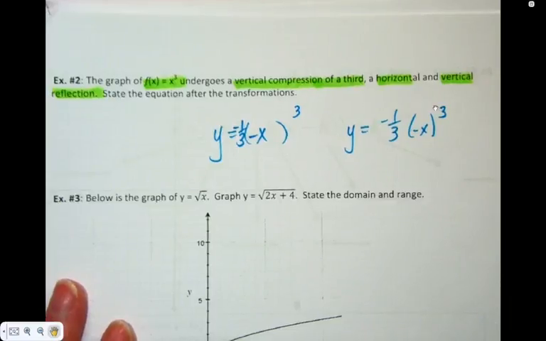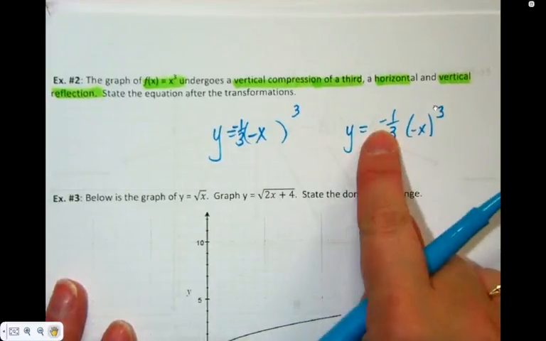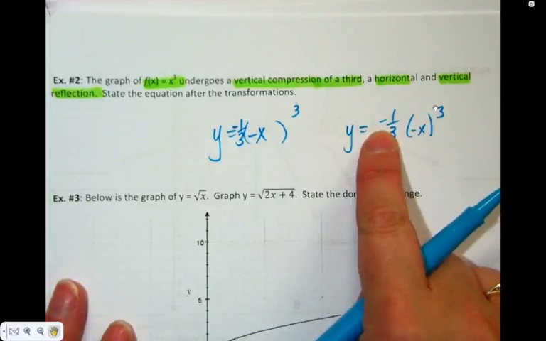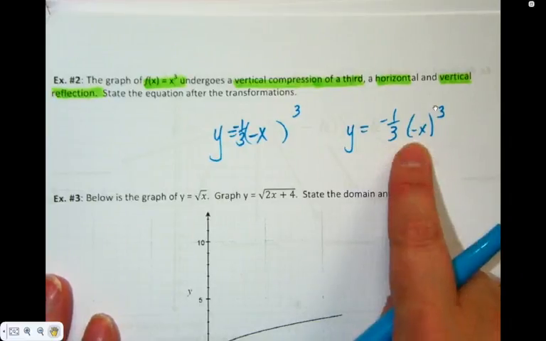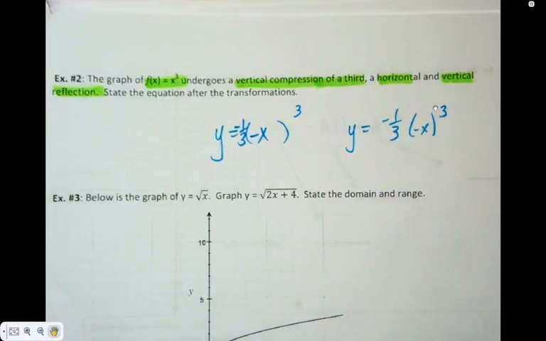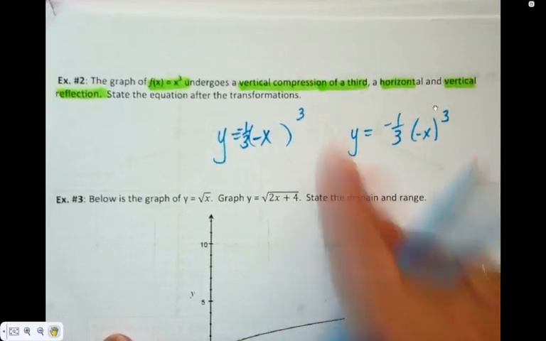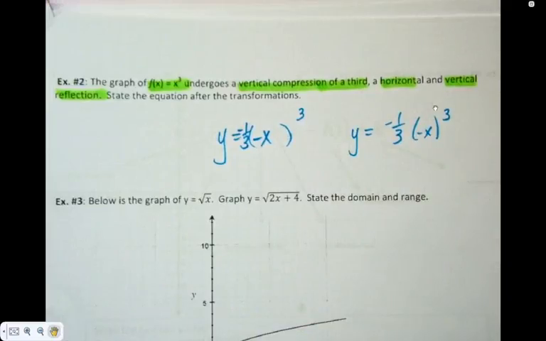Let's just double check. Negative out front is a vertical reflection. Do I need that? Yes. A fraction out front is a vertical compression. A negative inside is a horizontal reflection. Good to go. This is what the question is asking you for. Just give me the new equation, don't graph it.